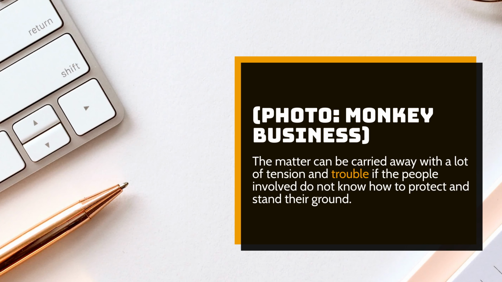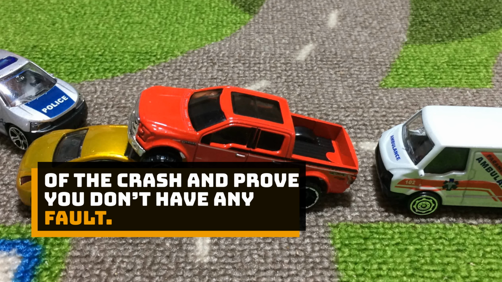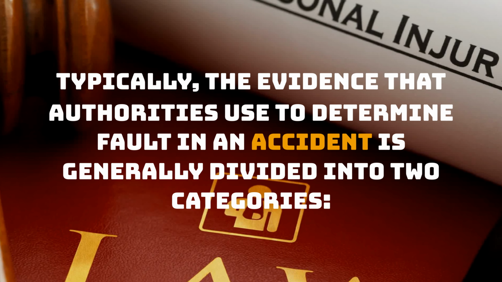By gathering evidence from multiple sources, with your sanity and understanding, you and your car accident attorney can put together the shattered pieces of the crash and prove you don't have any fault. Typically, the evidence that authorities use to determine fault in an accident is generally divided into two categories.